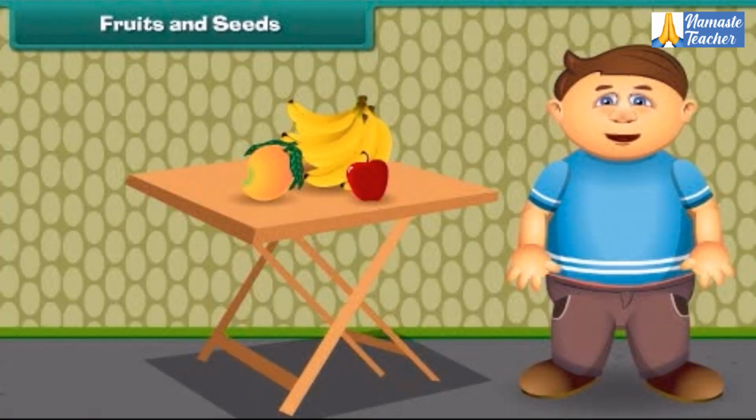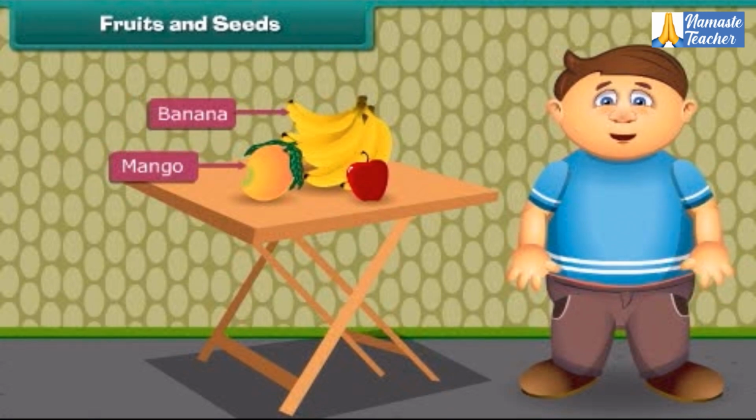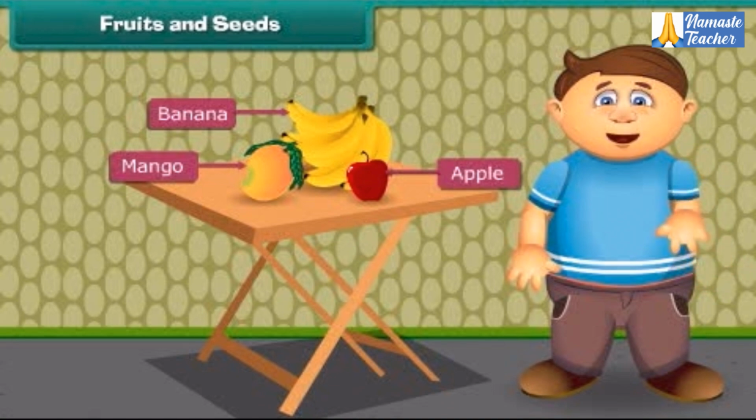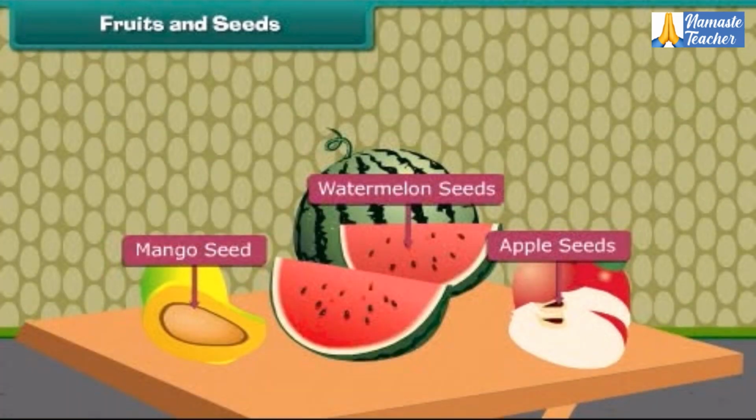I know that most of you like fruits. Fruit is the juicy part of the plant. It forms from the flowers of the plant. Fruits are of different shapes, sizes, and colors. Fruits are good for health as they contain many vitamins. Friends, seeds are present inside the fruits. Some fruits, like mango, have only one seed inside them, while others have many seeds, like in apple and watermelon.